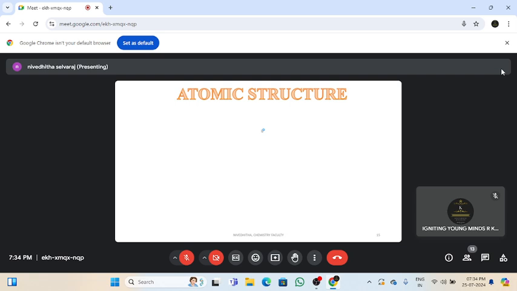What is the formula which is involved in the photoelectric effect? I think we have discussed the formula also. What was the formula? h nu is equal to... Yes, ma'am. h nu is equal to h nu naught plus kinetic energy, that is half mv square. Exactly.